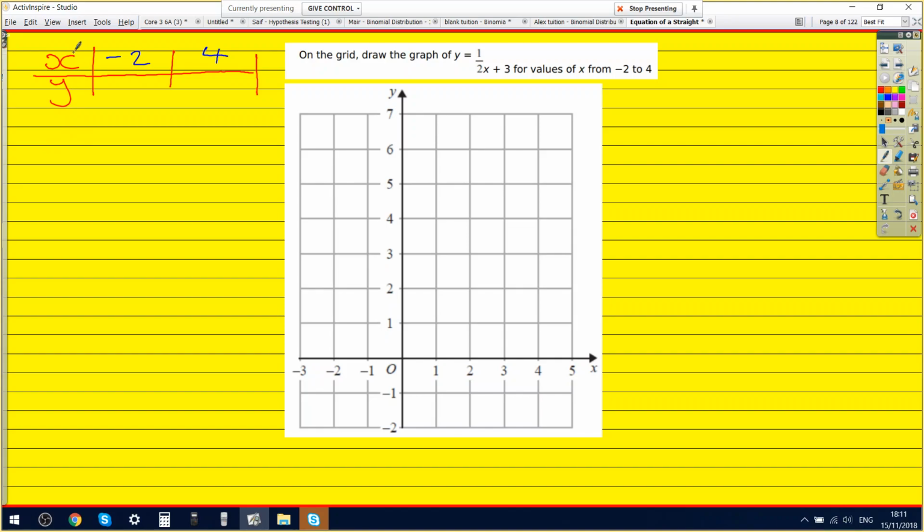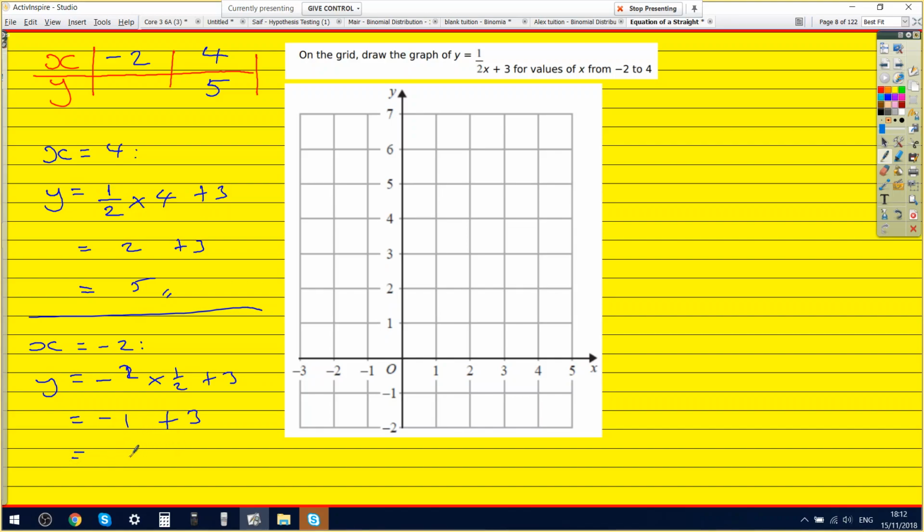So which will you start with, the -2 or the 4? 4. Okay. And so what do you get there? 1/2 times 4 is 2 plus 3, 5. Yeah. Would it be -1 for the other? Yep. -1 times 1/2 is -1, plus 3. Okay, so plus. Oh no, 2.